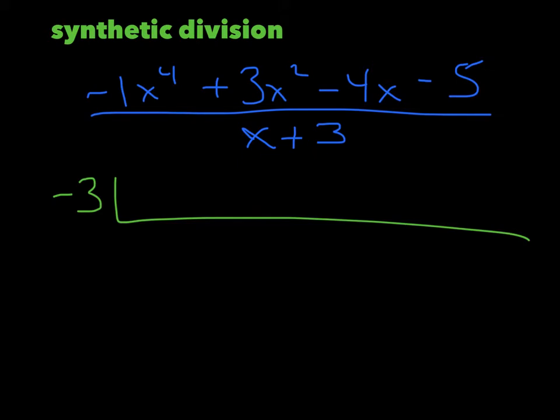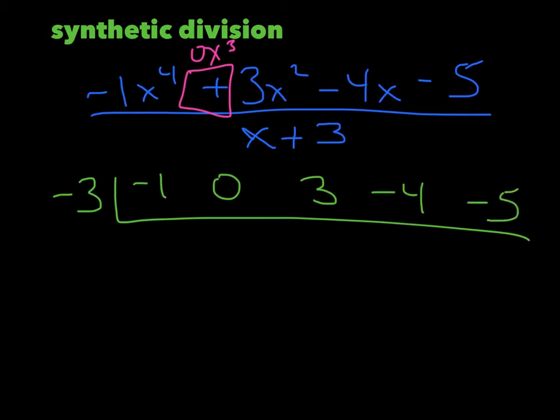And then my coefficients. This is a 4th degree equation, and the terms go in descending order, but I hope you notice that there is something missing here. There is not an x cubed term here, right? So I'm going to put a 0x cubed term here, okay? So I'm going to write negative 1, 0, positive 3, negative 4, negative 5. Now I have all of my terms in descending order. So just like before, we bring this first guy down, so we get negative 1, and we're just going to multiply and add, multiply and add.